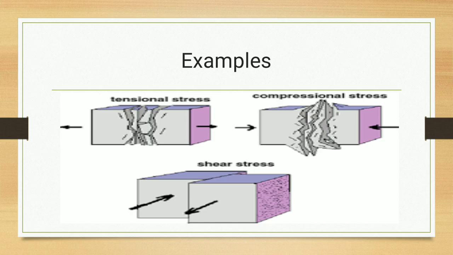This is the example. First one, you can see when you apply the tensile stress, how the body fails. Second one is the compressive stress. You compress the body from both ends. And third one is the shear stress, in which the forces act tangentially on the body.